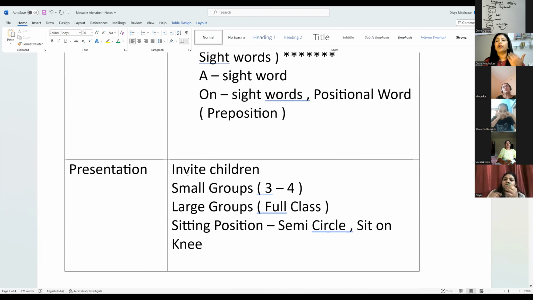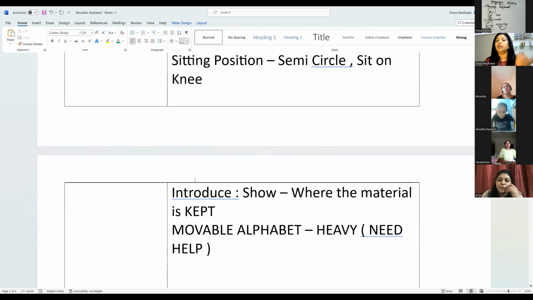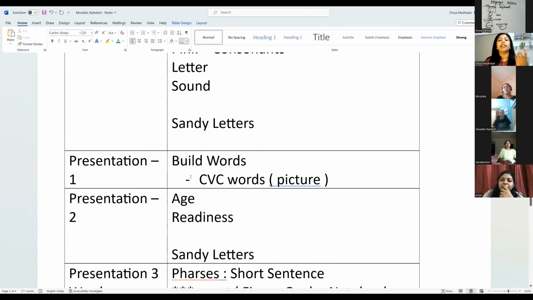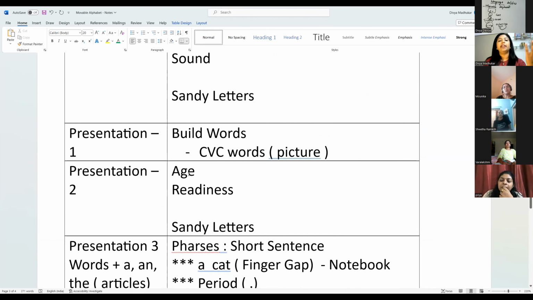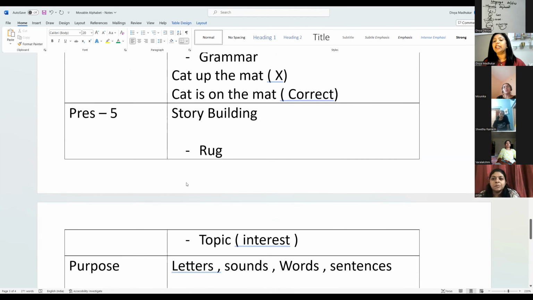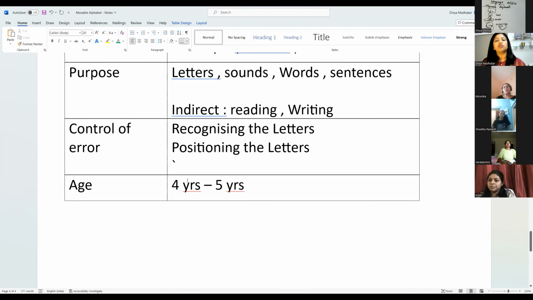And then you will invite the children, introduce the material, and observe certain things, how the child is working. Then you will start building all these presentations stage by stage, and you will grammatically go in the rightful way. So this is your movable alphabet.